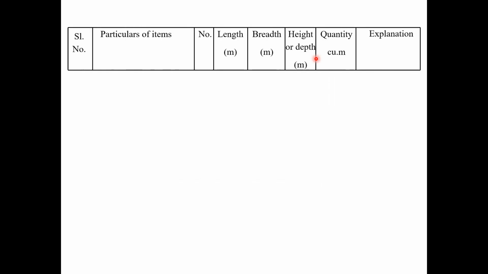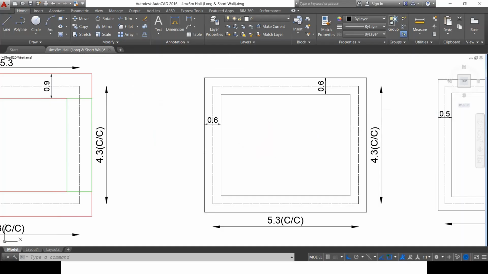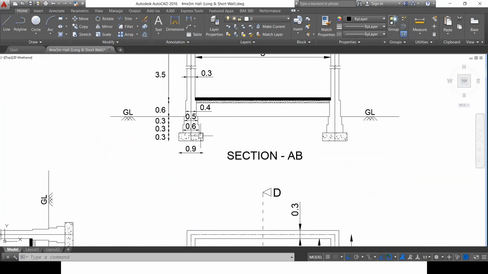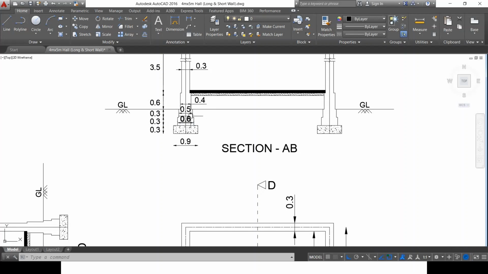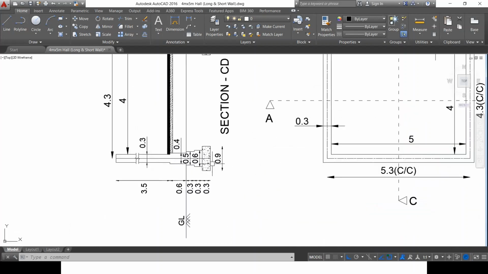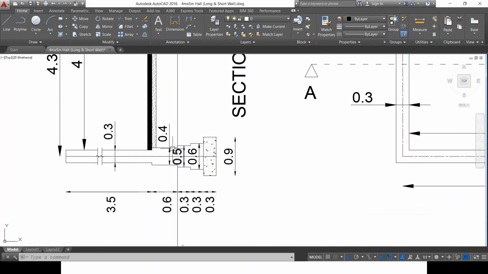The table remains the same, the header of the table remains the same. So first class brickwork in foundation and plinth. Now when we go with this, there are two things again. We have long wall and short wall, and under long wall we have first footing, second footing, and plinth. We also have to consider the short wall. So if we look here, for long wall we have first footing, second footing, and plinth. We have for short wall also first footing, second footing, and plinth.